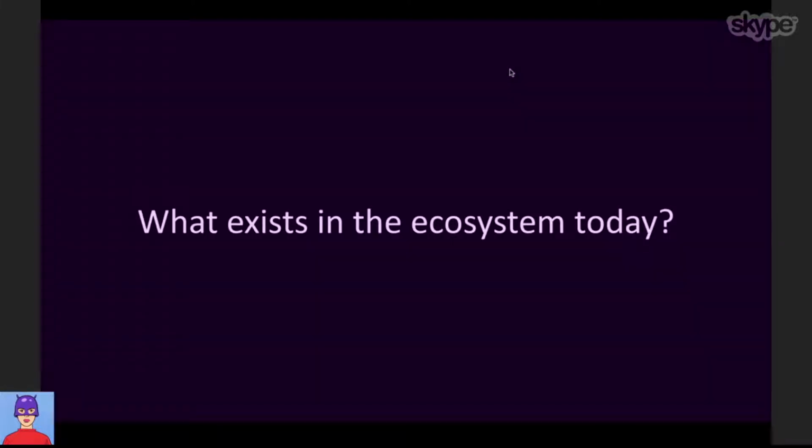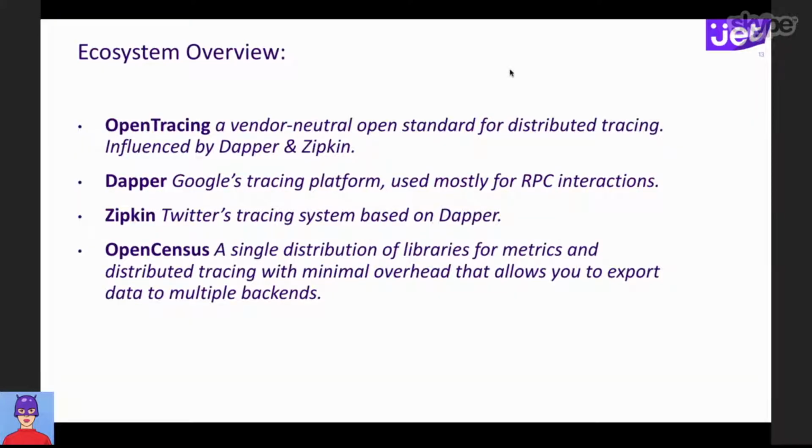So, okay, we've talked a little bit about what types of communications we want to trace and how that might look. So how could we solve this problem today, right? Like, what exists that JET could use? This slide has an overview of a couple of different important players in this space. I should also add OpenZipkin to this slide as well. But basically, these are the major players.